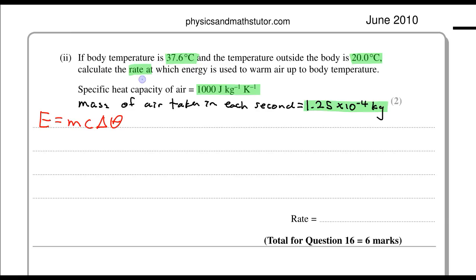However, we need to calculate the rate at which energy is used, and rate means energy given or taken in per time. So we are actually interested in energy divided by time, and doing that, dividing by t on the left hand side, we need to divide this side by t as well.